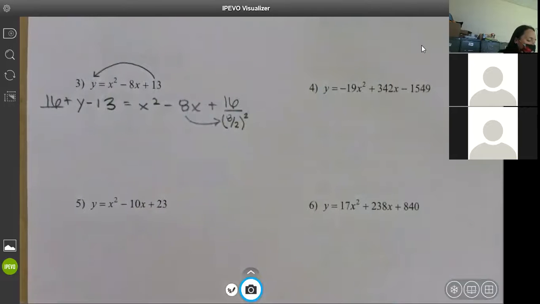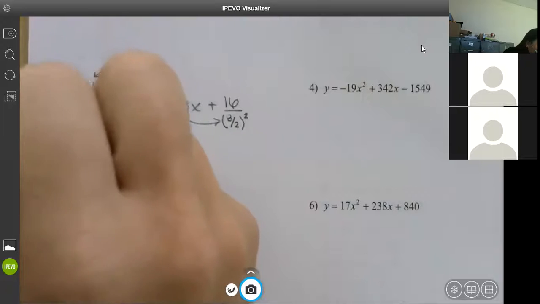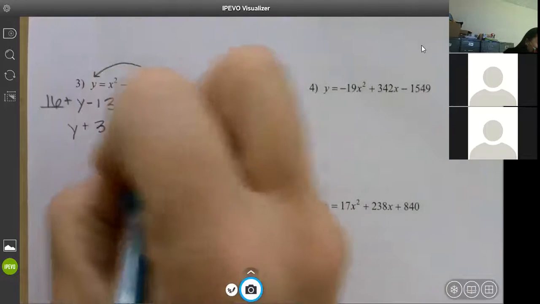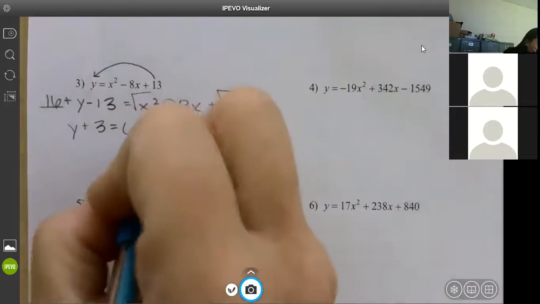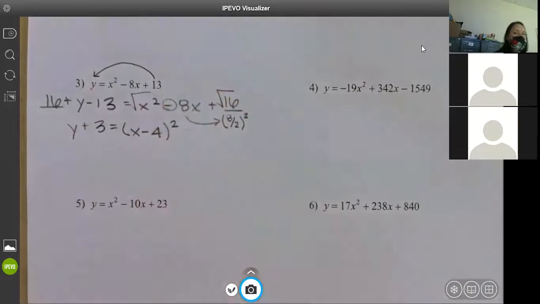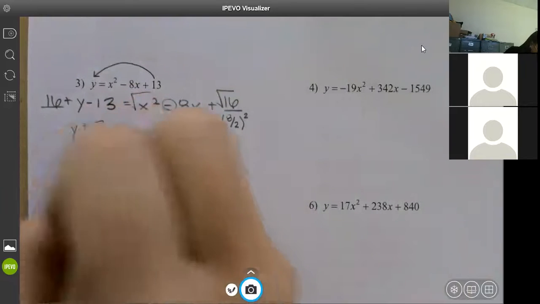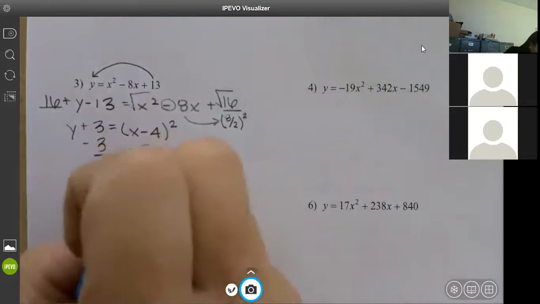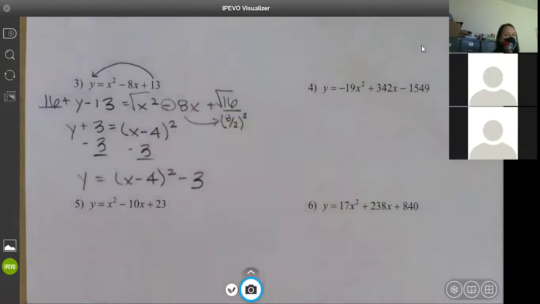We're going to clean it up. What is 16 minus 13? 3. And then we're going to rewrite this like we did yesterday. So we do the square root, the sign, and the square root. And we get x minus 4 squared. And then the last thing you need to do is move that 3 over. So we're going to subtract the 3. And our final equation is y equals x minus 4 squared minus 3.